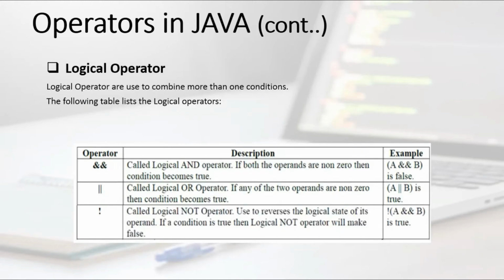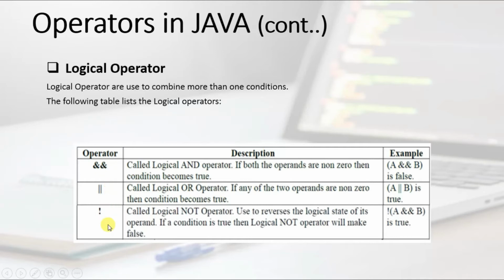The third operator in Java is the logical operator. Generally, logical operators are used to combine more than one condition. Usually, logical operators are used with if conditions and with relational operators. The three basic logical operators are logical and, logical or, and logical not.